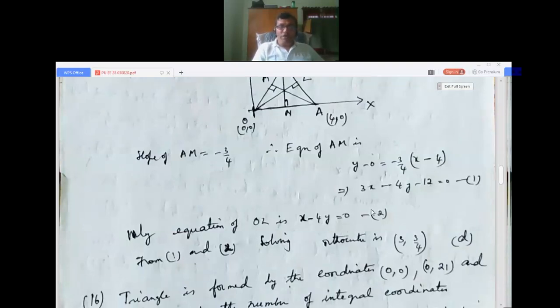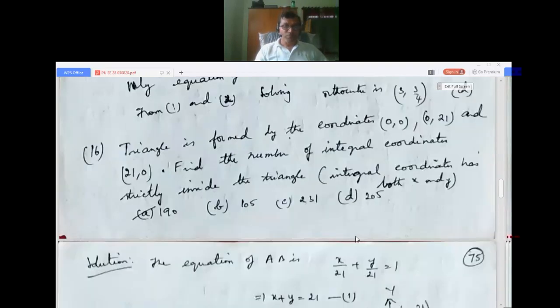Now we have the equations of the two altitudes, AM and OL. So now we want the point of intersection, which means we have to solve these two equations. Use any method which is easier for you, adding, subtracting, or solving the simultaneous linear equations. Whatever method you use, you should get the same answer, (3, 3/4). So (3, 3/4) means it is the fourth option.